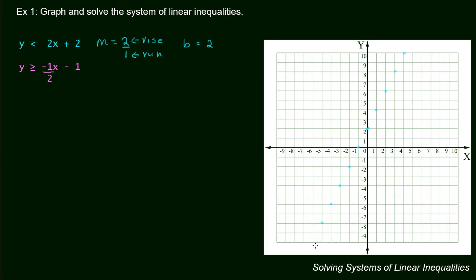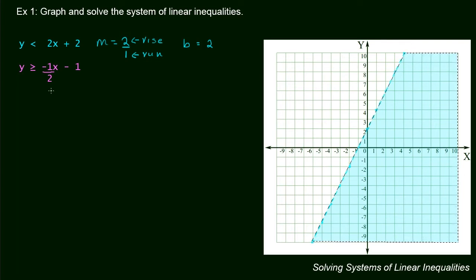Since this inequality is just a less than and not a less than or equal to, our line over here is going to be a dashed line, meaning that none of my solutions will be on this graph. Since y is less than 2x plus 2, I am going to shade below the line, so it's going to be on this side over here.